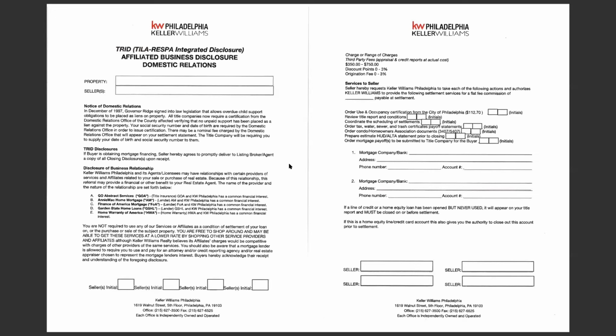As a seller, they may only be part of the home warranty one. A seller is not getting a mortgage. A seller is not using the title company. So none of that applies to them. But the home warranty company might. So they just need to initial on the bottom there.